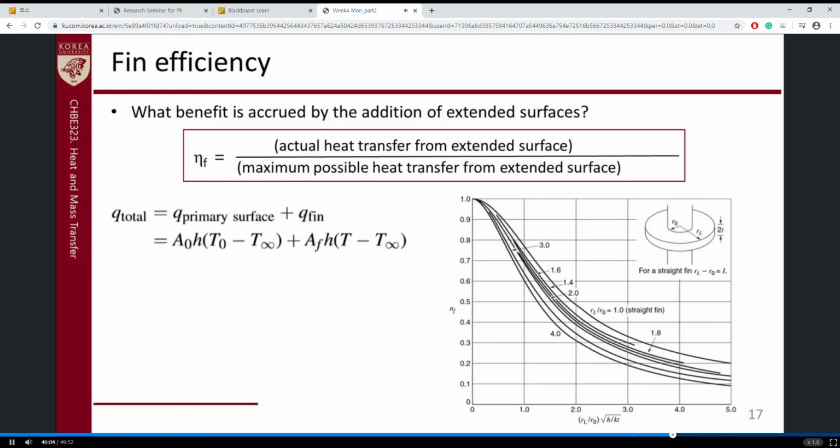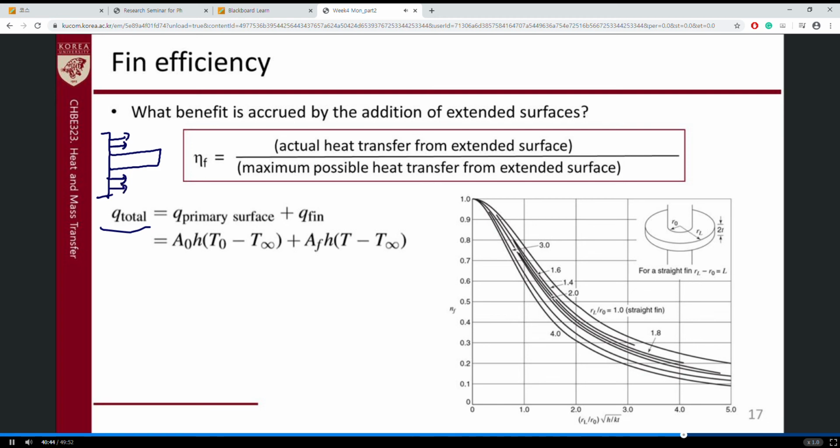Right, so we can derive this equation like this. The overall heat flux, Q total, can be the sum of the heat flux of the primary surface plus the heat flux of the fin. So let's say here is the main body, and here this is the extended surface, right? There might be heat transfer, I mean, heat goes out to the neighboring fluid.